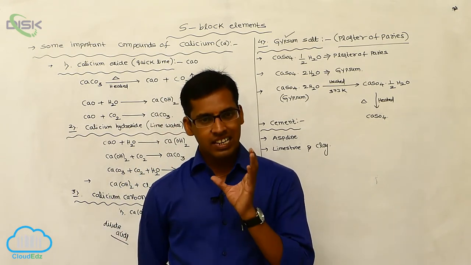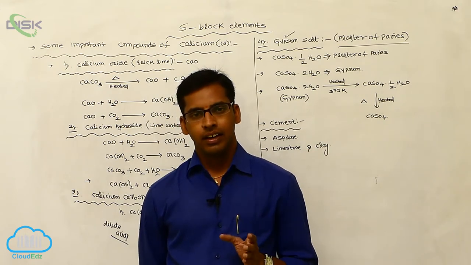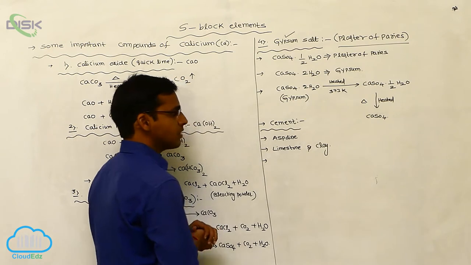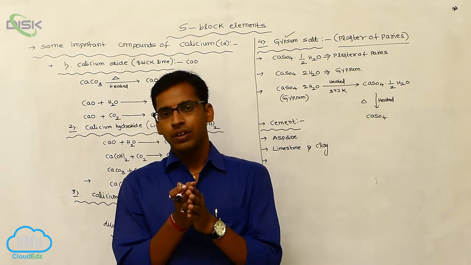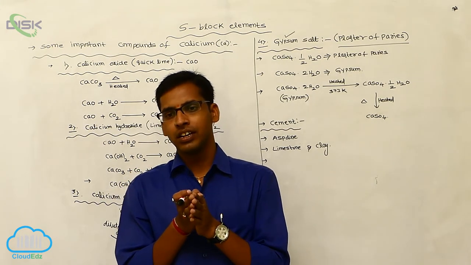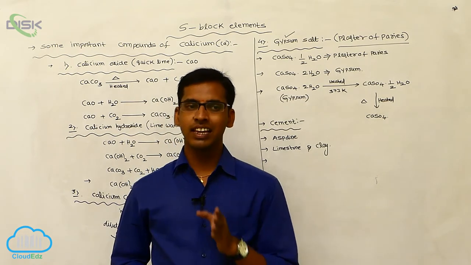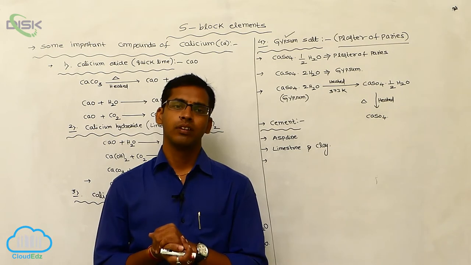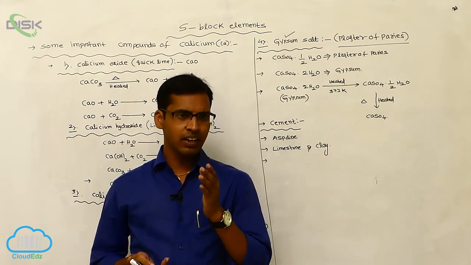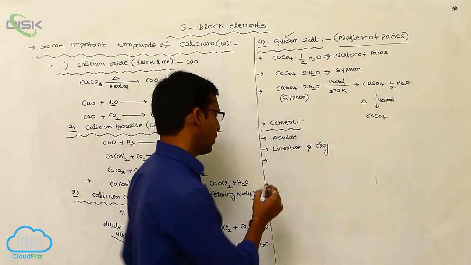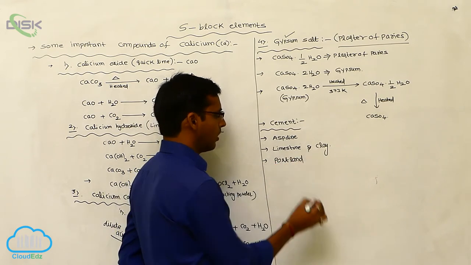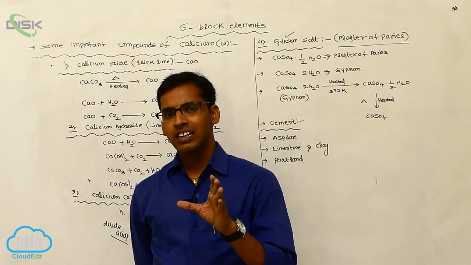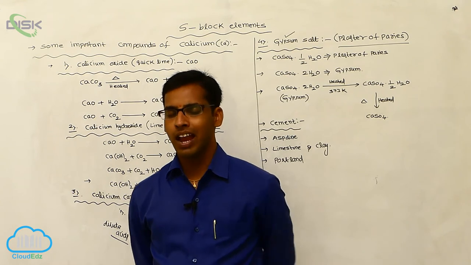Next one, these limestone and clay are heated at higher temperatures to produce clinker cement. So the mixing of limestone and clay at a higher temperature produces clinker cement. For this clinker cement, the addition of 2 to 3% gypsum makes it hard. This cement is similar to Portland cement. Okay, why is it similar to Portland cement? Because its structure is naturally coming from limestone.